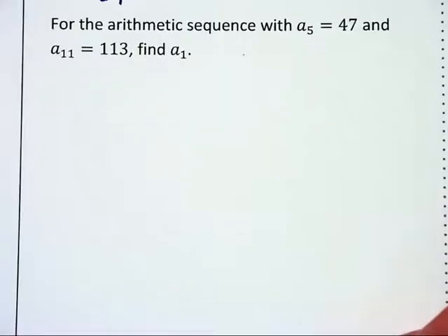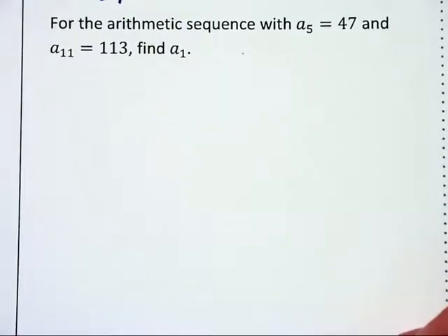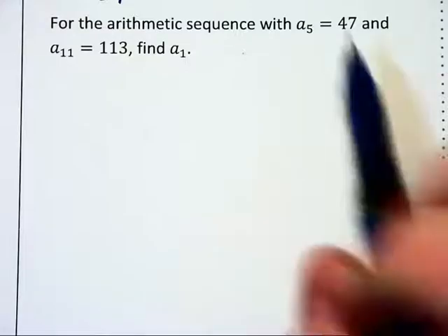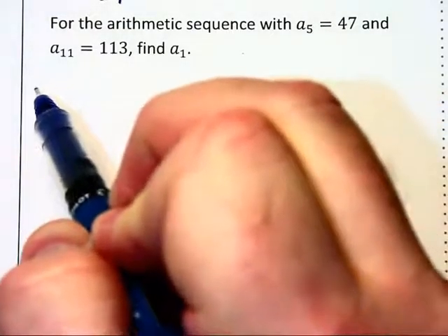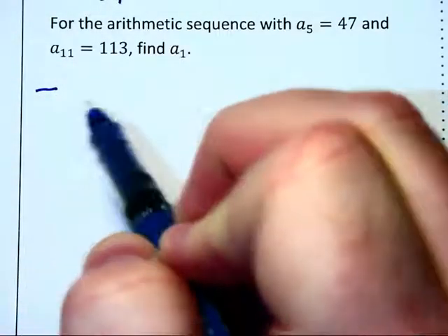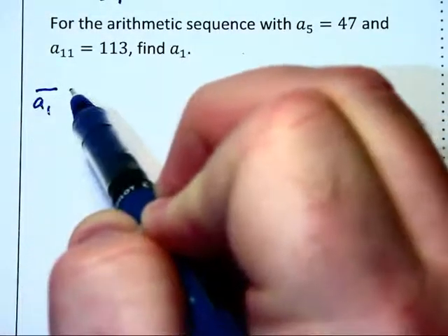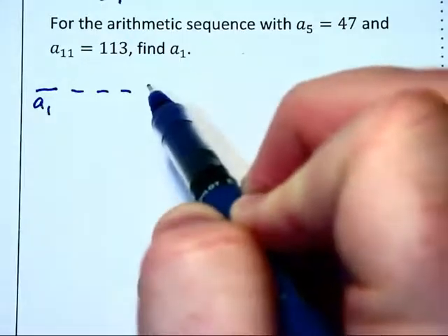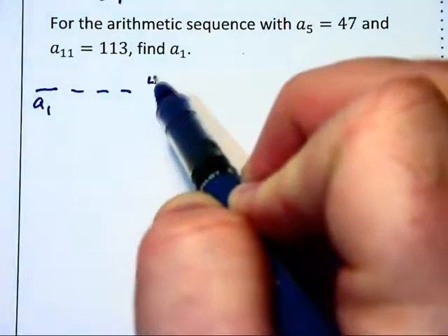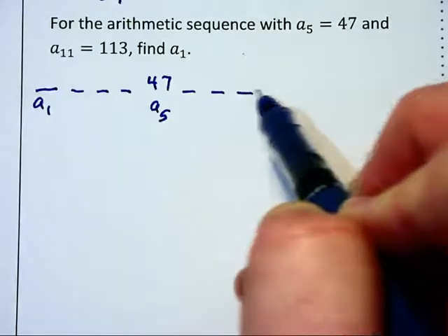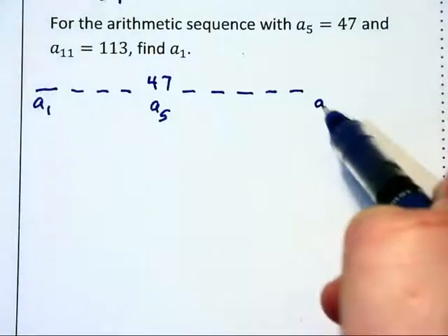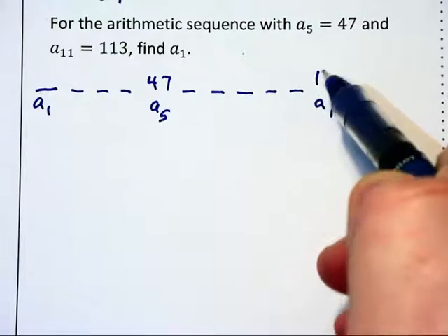Okay, now we begin a little bit more challenging of a problem. We are given a sub 5 and a sub 11. Here's the first term, which is unknown and which we're trying to find, a sub 1. The second, the third, the fourth. The fifth term will be 47. So that'll be a sub 5, a sub 6, 7, 8, 9, 10, and then a sub 11 will be 113.